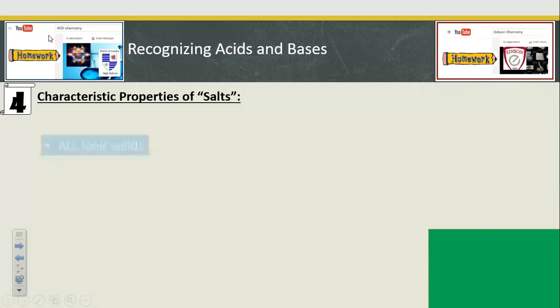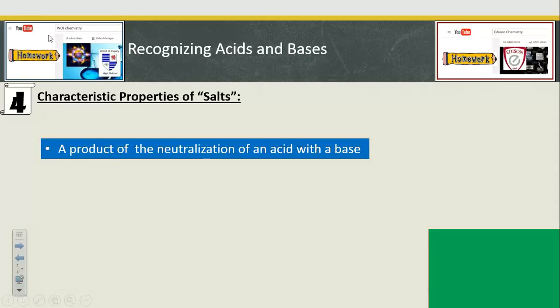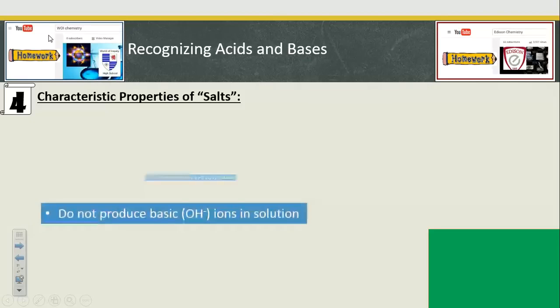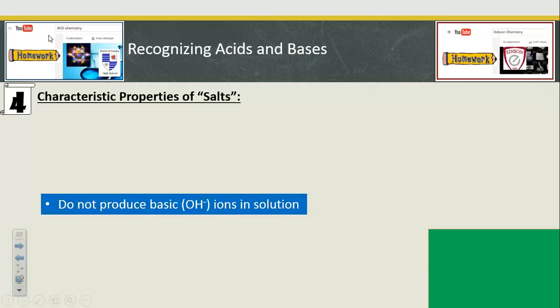So let's see, salts. This is what happens when an acid and a base are mixed. They're always ionic solids. They're the product of a neutralization reaction, which is a later lesson. They do not produce acidic or basic solutions, okay? So no ions that are acidic or basic in solution. They do not produce bases in solution either.